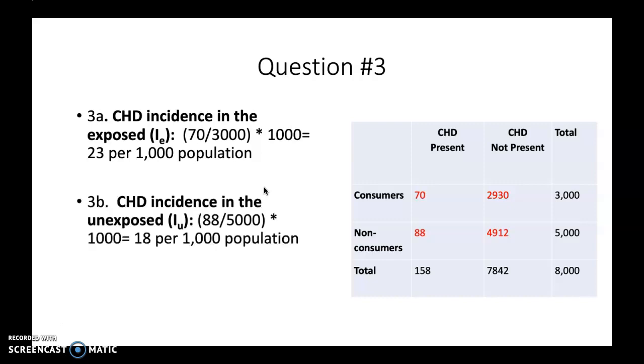And then we're also asked to figure out the incidence in the unexposed. So we look at the incidence of the non-consumers, which is 88 cases divided by 5,000 total population, and we multiply that by 1,000, and we get 18 per 1,000 population.